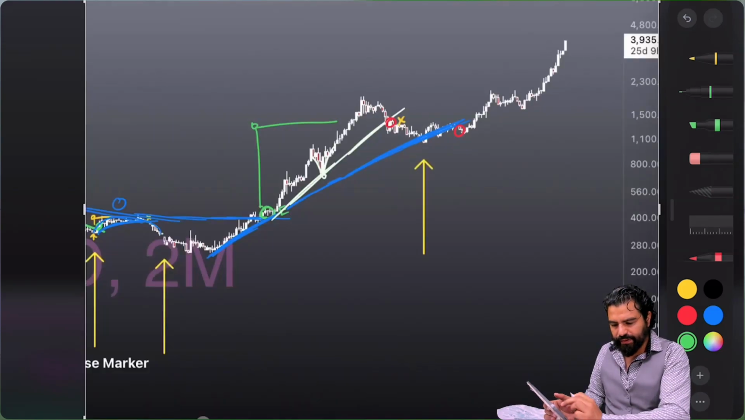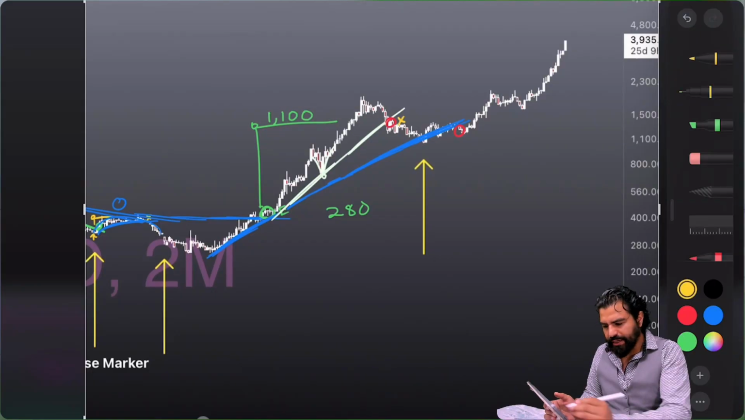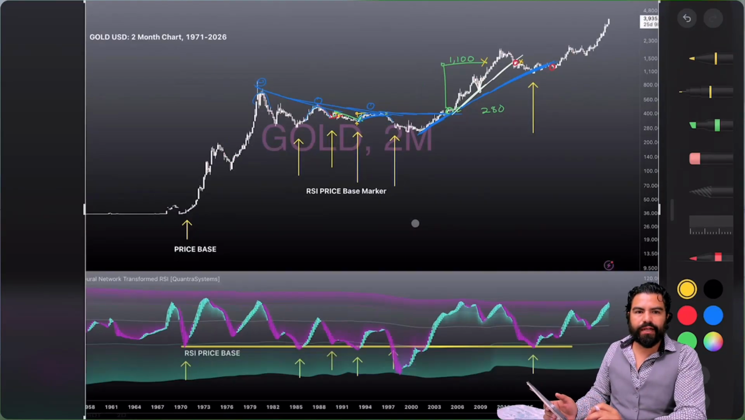In this case, this would be a very profitable trade on gold, trading gold from $280 to over $1,100. Okay, so that's our entry and our exit using health and weakness.